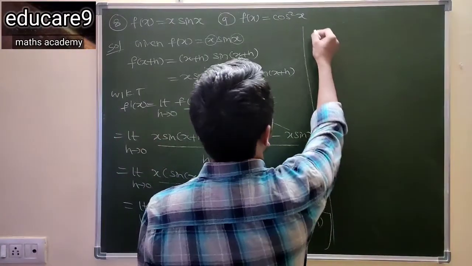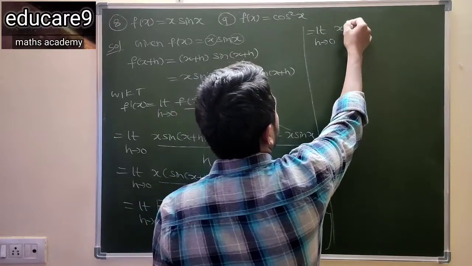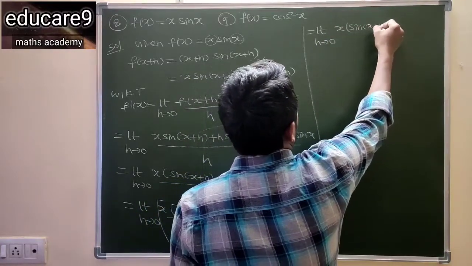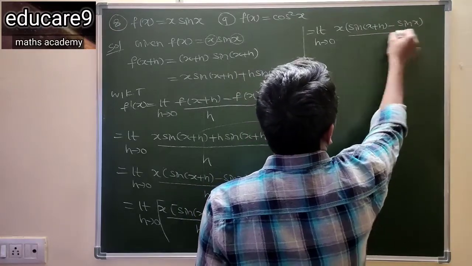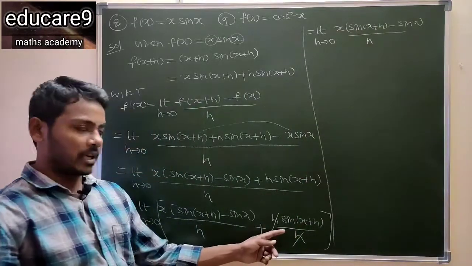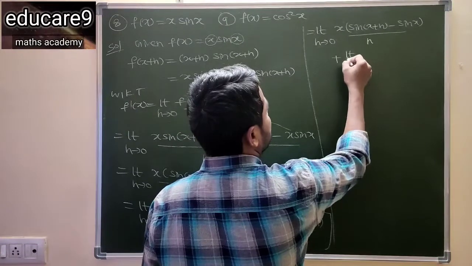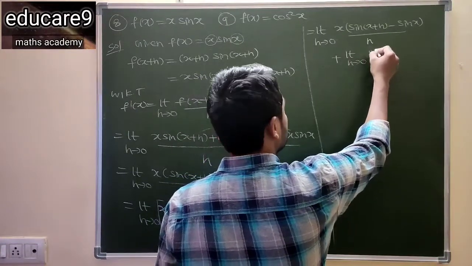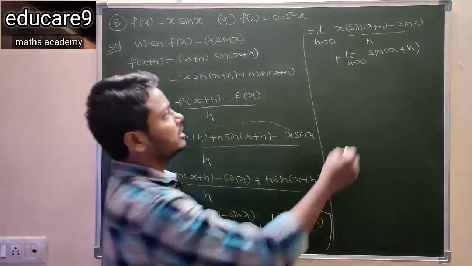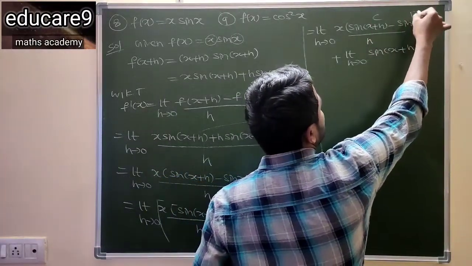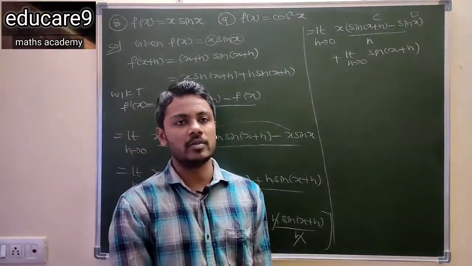So this is equals to limit h tends to 0, x into (sin(x+h) minus sin x) divided by h, plus limit for the second function, sin(x+h). So clearly the first one is in the form of sin C minus sin D. That is 2 cos((C+D)/2) sin((C-D)/2).